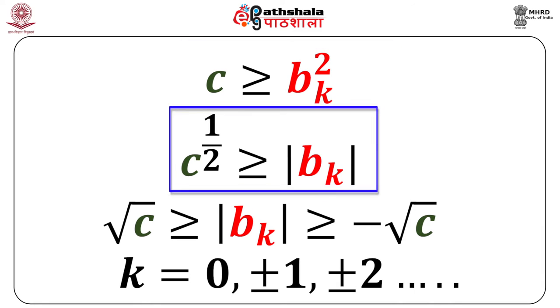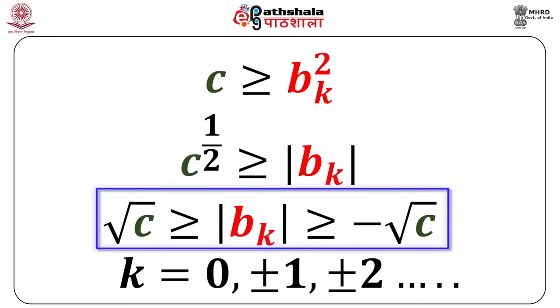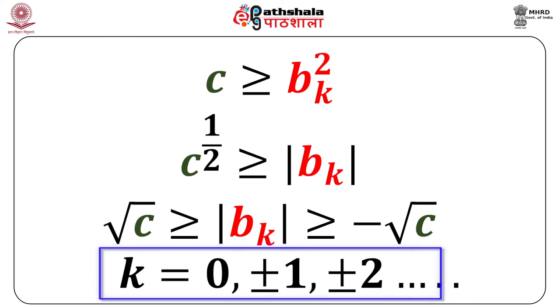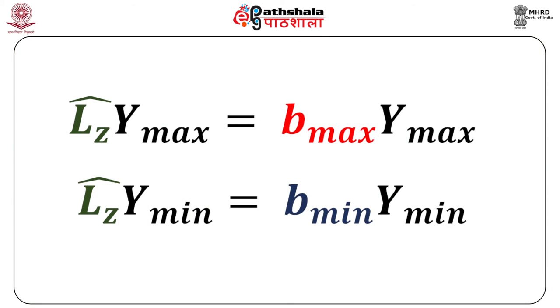Or one can write that c to the power half, or square root of c, is greater than or equal to modulus bk, which means that the lower and upper limits of bk, that is the eigenvalues of angular momentum component Lz, are given by square root of c greater than or equal to modulus bk, which is greater than or equal to minus square root of c, where k can take up value 0, plus minus 1, plus minus 2, and so on. Now, let us consider b max and b min as the largest and smallest eigenvalues of the Lz operator. This modifies the eigenvalue equation of angular momentum component Lz as Lz ψmax equals b max ψmax, Lz ψmin equals b min ψmin.